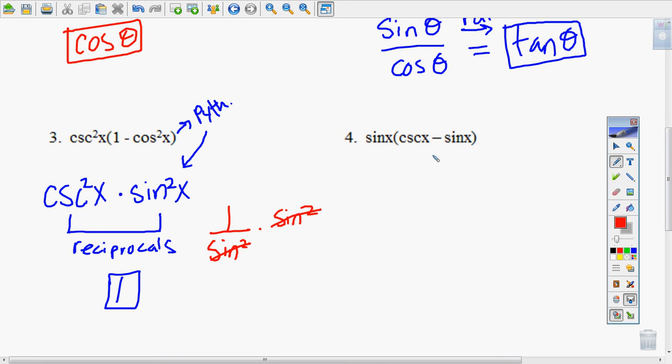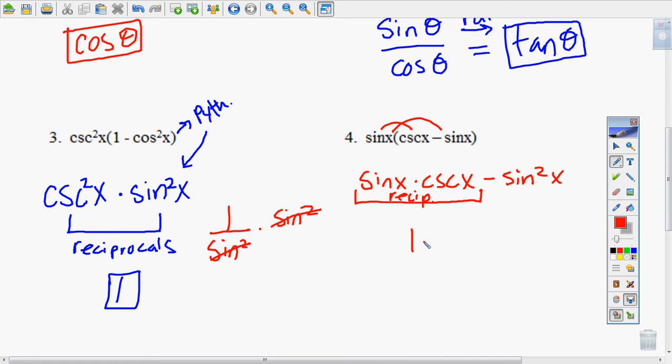All right, so now we're on 4. I look at what I have, and not much I can do, so let's distribute. I have sine x times cosecant x minus sine squared x. Again, what are these guys? Reciprocals. So what do they equal? 1. So I have 1 minus sine squared x.